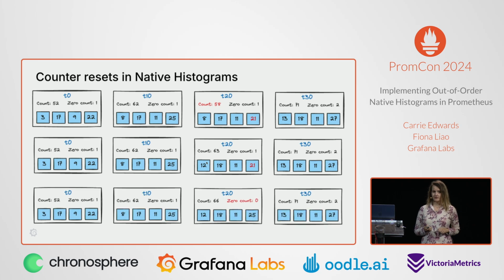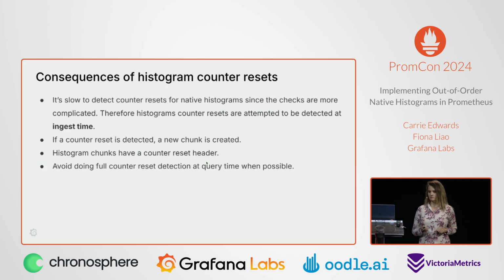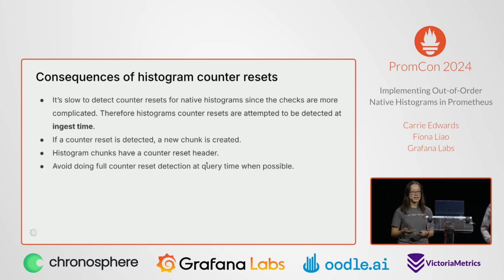And the third property is the 0 count. So you can see here that the overall count goes up, and the bucket counts either stay the same or increase, but the 0 count decreased, so that is also a counter reset. Because it's more complicated, it's slower to detect counter resets for native histograms compared to float counters.